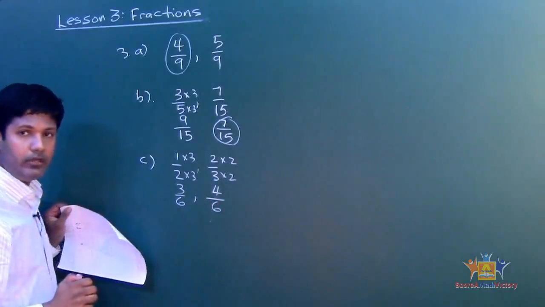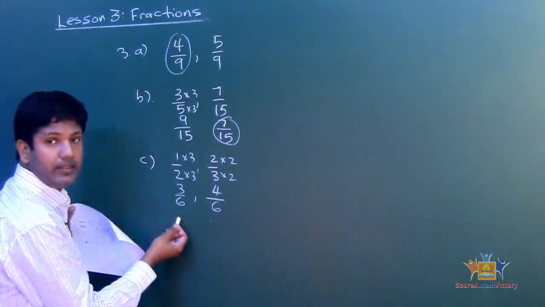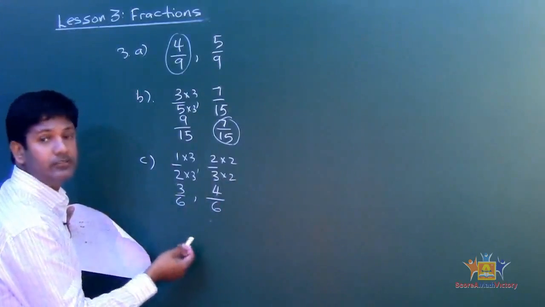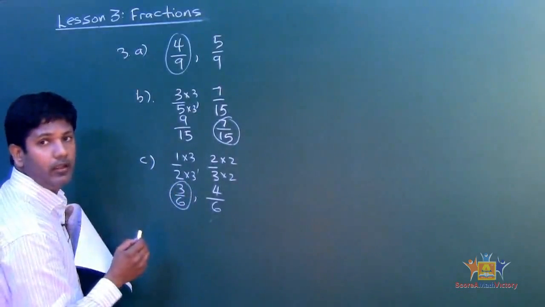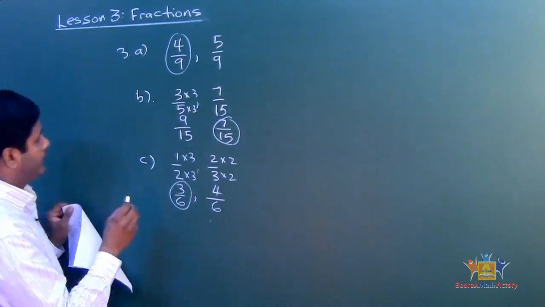So who's smaller and who's bigger? This one's bigger and this one's smaller. The question is asking us to find the smaller, and this is smaller. You circle the smaller one. Alright, it's very important.